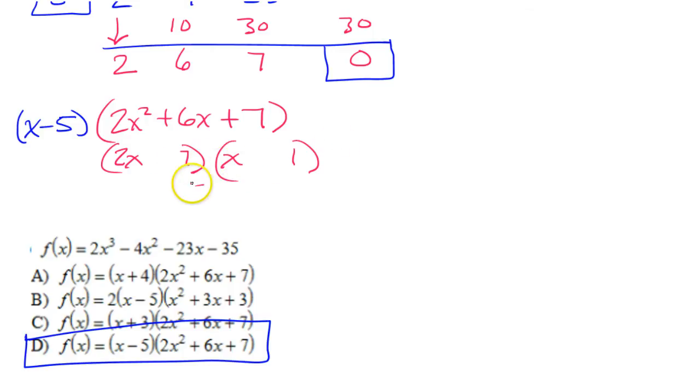For example, inner I have 7x, outer I have 2x. There's no way to get 6x out of that, and you would find the same problem no matter what you tried. So the answer is D.